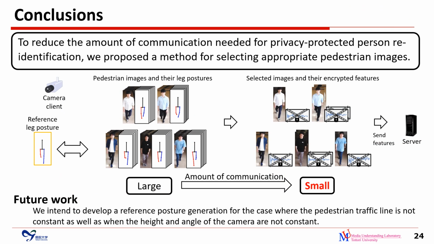To conclude, in order to reduce the amount of communication needed for privacy-protected person identification, we proposed a method for selecting appropriate pedestrian images. We focus on the cyclic motion of leg postures during walking as a cue for selecting pedestrian images. We use a reference leg posture to select pedestrian images. We confirmed that the amount of communication could be reduced while achieving the same or better accuracy of person identification using our method.